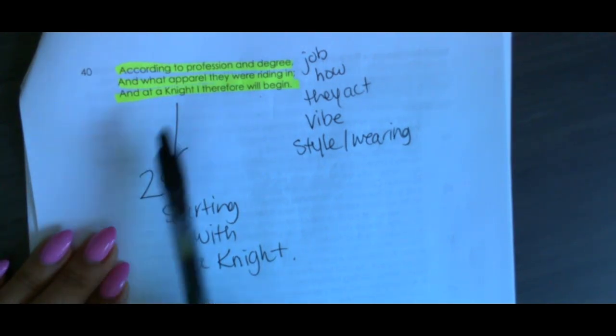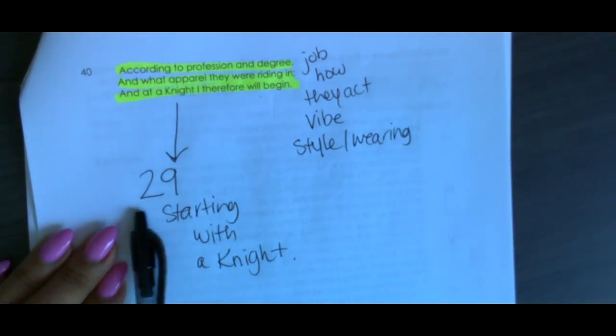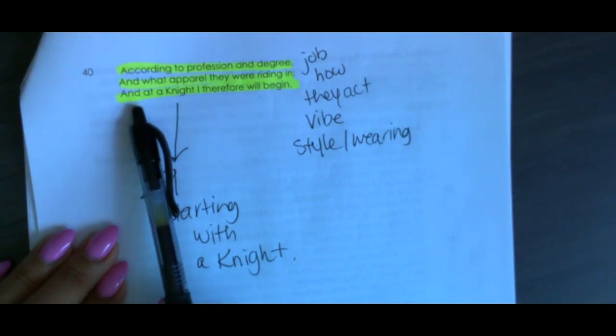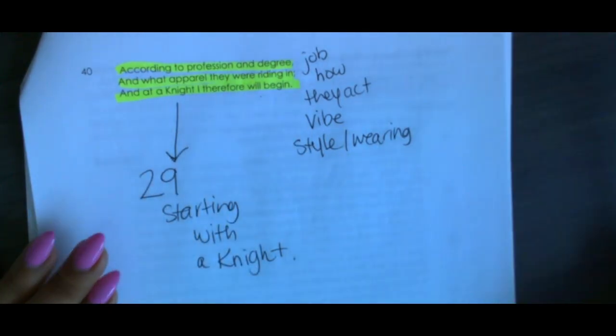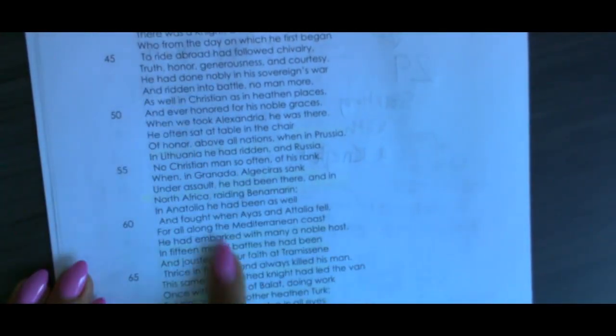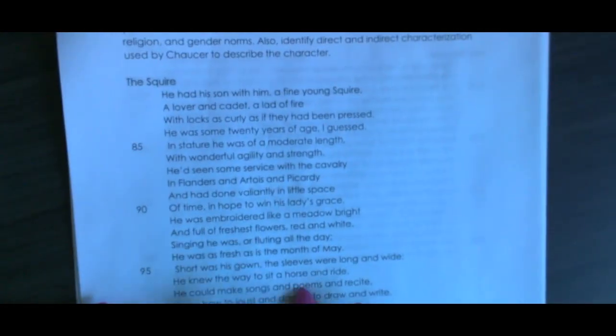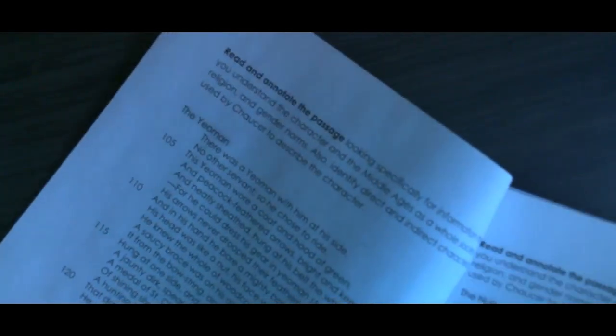So remember, we finished the prologue. He's going to describe all 29 people, and he says, "And at a night, therefore, I will begin." So we are going to start with the night. This is nice and short, one page. Today we are going to read the night, the Squire, and then you by yourself are going to do the shortest one because I'm so cool. You're going to read the Yeoman.